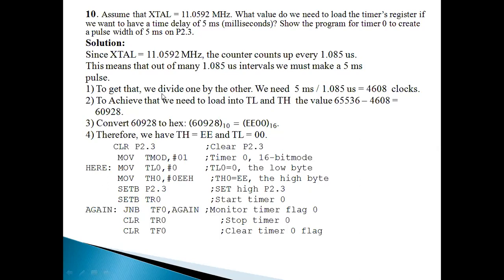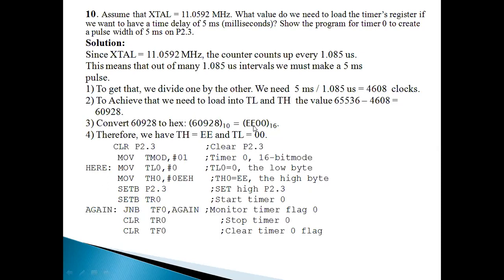First step, we have to divide one by the other. That is, the required time delay of 5 milliseconds divided by 1.085 microsecond will give us 4,608 clocks. Second step is to achieve what we need to load into TL and TH. We have to subtract the value that we got in the first step from 65,536 and the answer here is 60,928. In the third step, we have to convert 60,928 to hex.